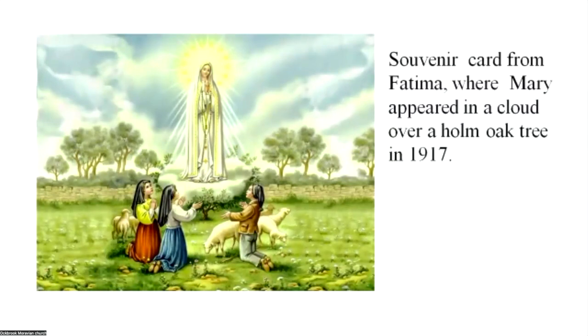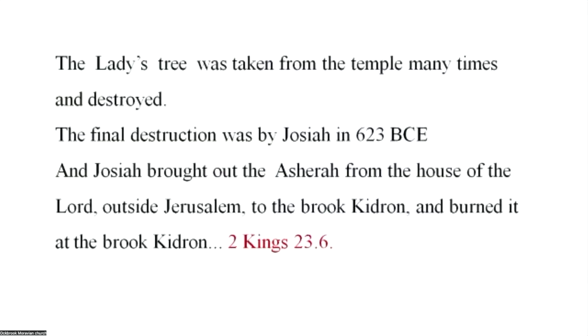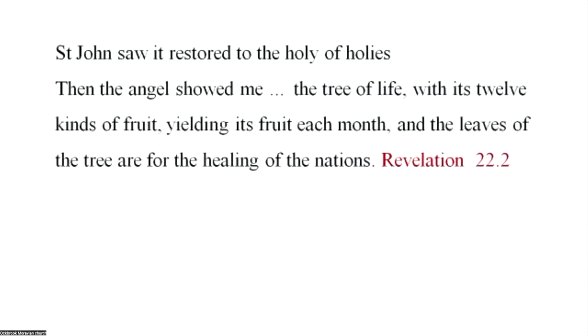Now the lady is there over her tree. Now, the lady's tree was taken from the temple many times and destroyed. As we know, the final destruction was by Josiah in 623, 2 Kings 23. Josiah brought the Asherah from the house of the Lord outside Jerusalem to the brook Kidron and burned it at the brook Kidron. St. John saw it restored to the Holy of Holies. And this is the last chapter of Revelation. So this, in effect, is the happy ending of the Christian Bible. The lady is back where she belongs.